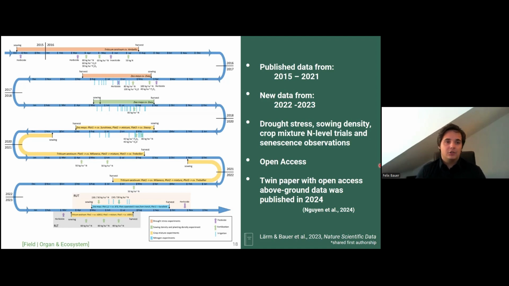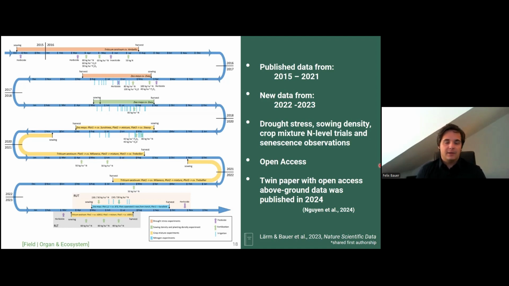All this was published open access, and the nice thing was that we did a collaboration with the University of Bonn and PhenoRob, of course, and we could combine our subsoil data of roots, GPR measurements, and soil moisture with measurements from the same experiments that were taken by colleagues of the University of Bonn at the same facility, and we could combine them to have an above and below ground data set in the end.